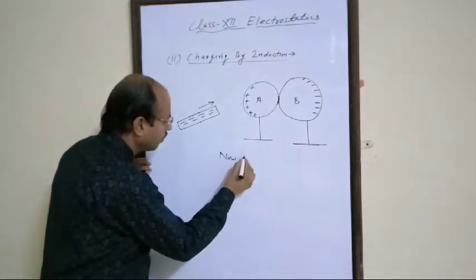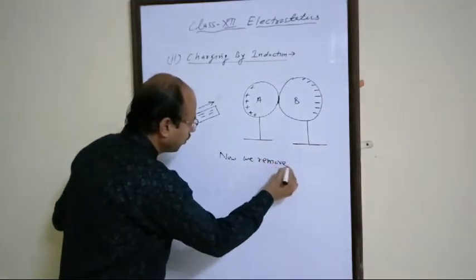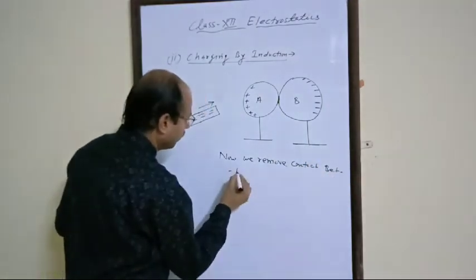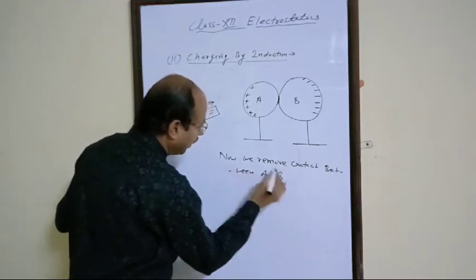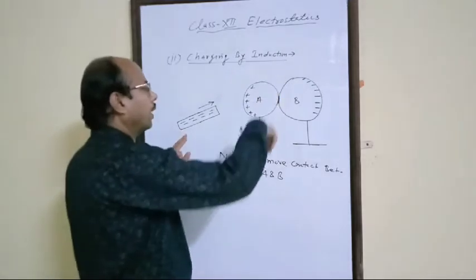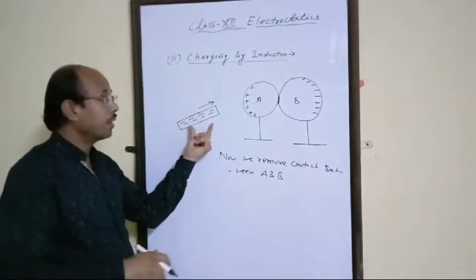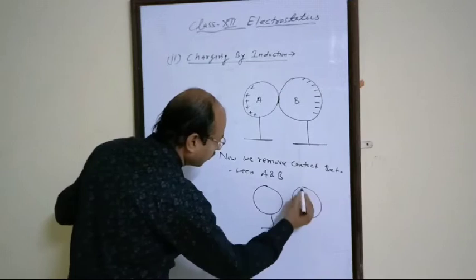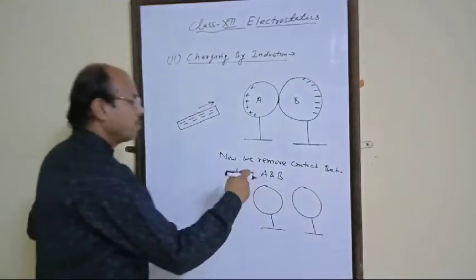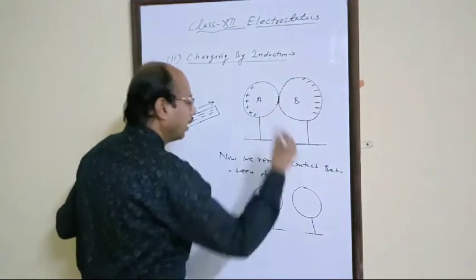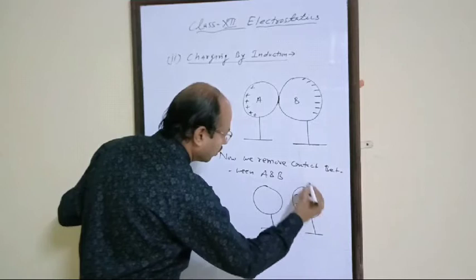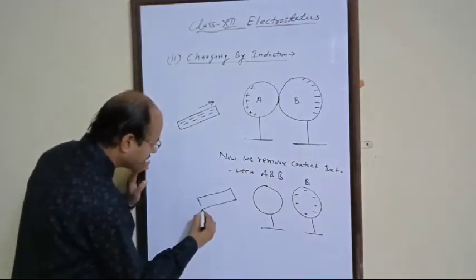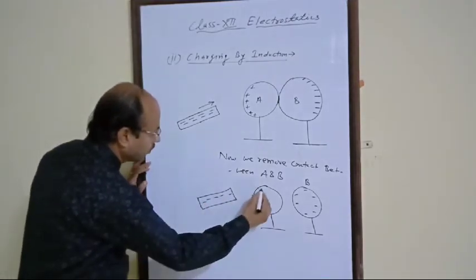Now we remove the contact between A and B, but this plate is still here. Then what will happen? We get this type of situation. Since we have removed the contact, this negative charge will distribute. So B becomes negatively charged, and this plate is still here. So it is like this.